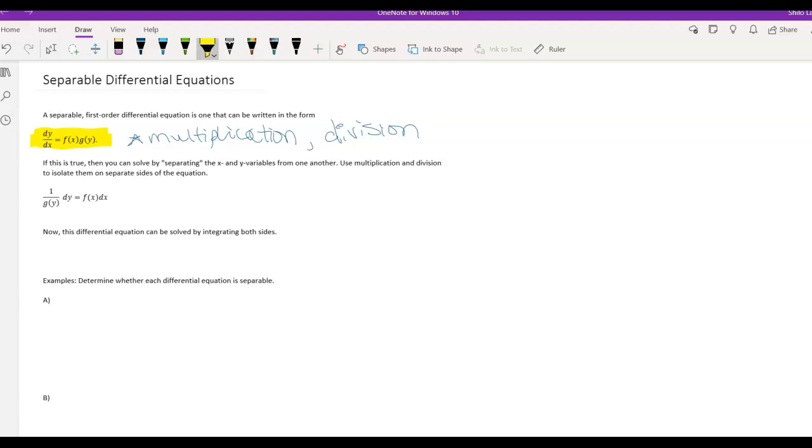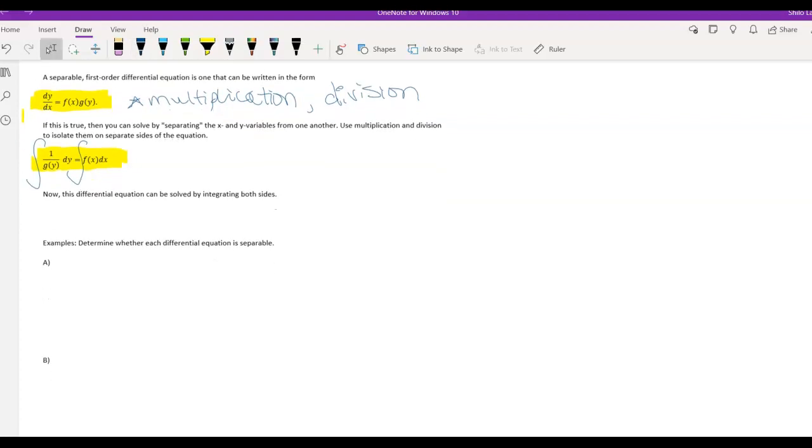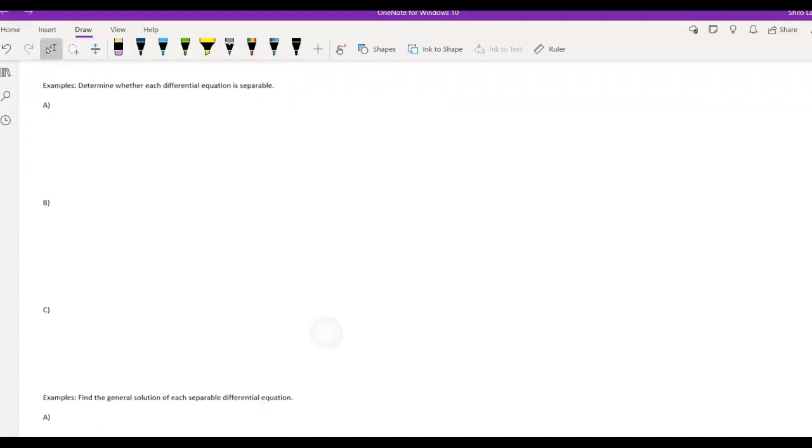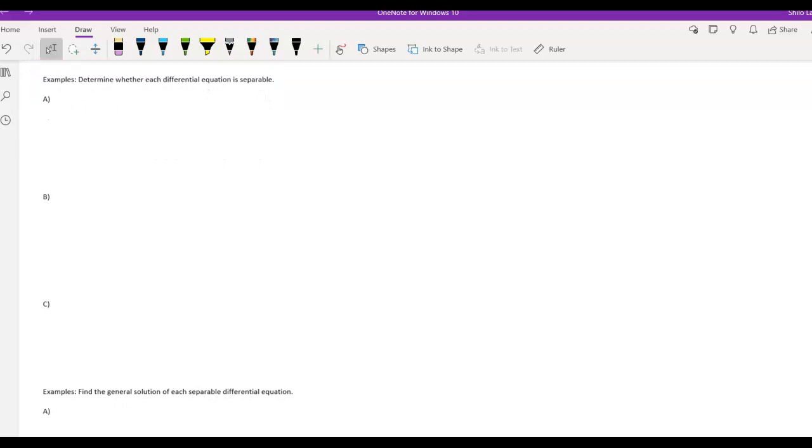So I'm going to multiply the dx from the left over to the right, and I'm going to divide the g of y from the right over to the left. And once we have our variables separated, this is what it's going to look like. And we can solve this differential equation by just integrating. So before we jump into solving, let's first look at a few different differential equations and try to decide if they are separable differential equations or if they are not separable.